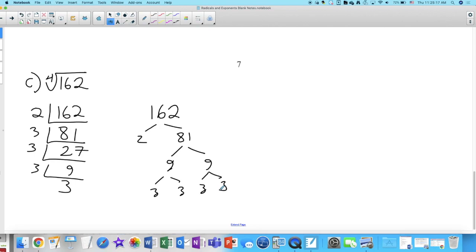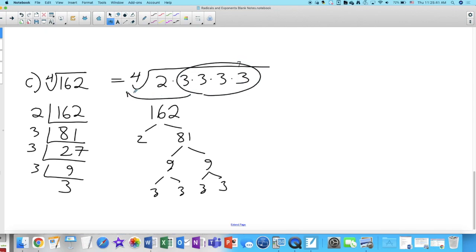Mm-hmm. Yeah, since it's a 4th root, you're going to look for groups of 4. So this is 2 times 1, 2, 3, 4 threes. Yeah, it's a fourth root, so we need groups of 4. And we have a group of 4 threes. So one of these can come out, and this is going to be 3 fourth root of the only thing that's left over, which is the 2. Yep.